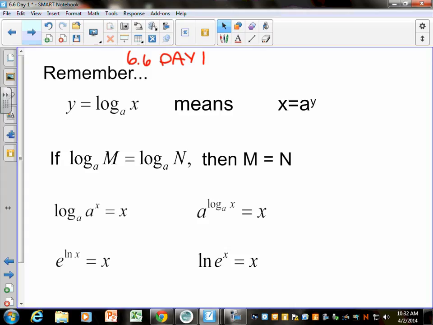And then these are just some overall properties, definitions, rules that you should know. Remember that if you have one log equal to one log and they have the same base, then you can just set m equal to n, which is a super great way to solve an equation. And also remember that logs and exponentials are inverses of each other, which are these 4 properties. If you have log a of a to the x, then those just cancel out and you get x back. If you have a to log a of x, you just get x back. e and ln are inverses, so e to the ln of x is x, and ln of e to the x is also x. Those are the properties that we're going to use.